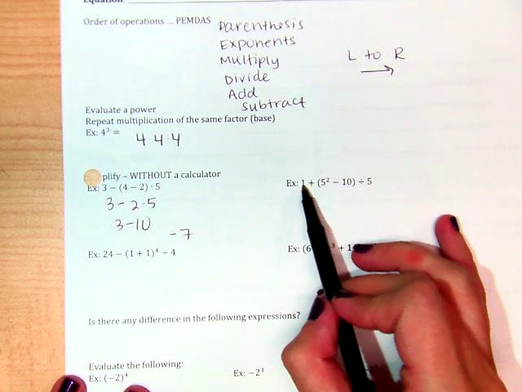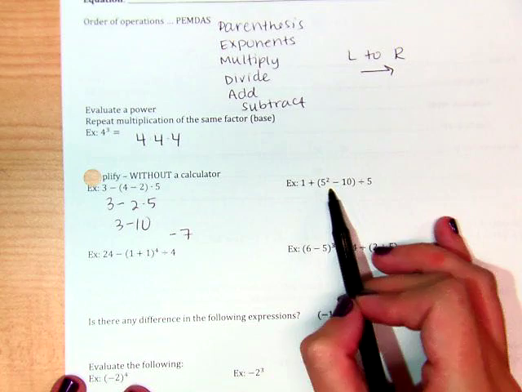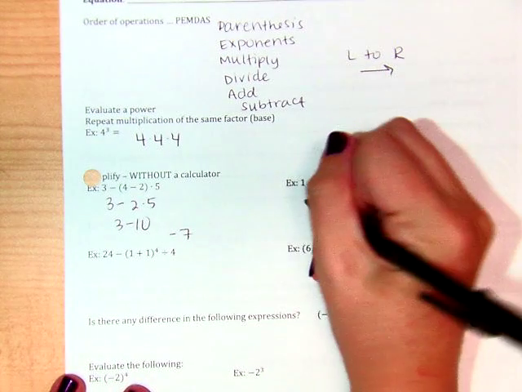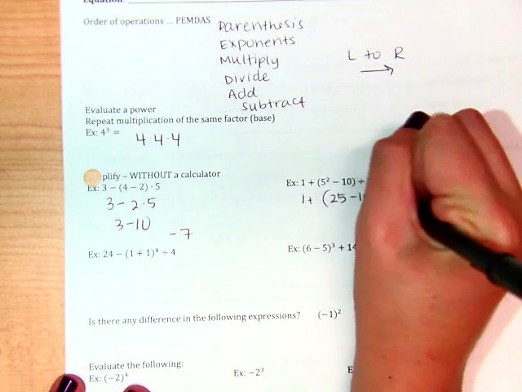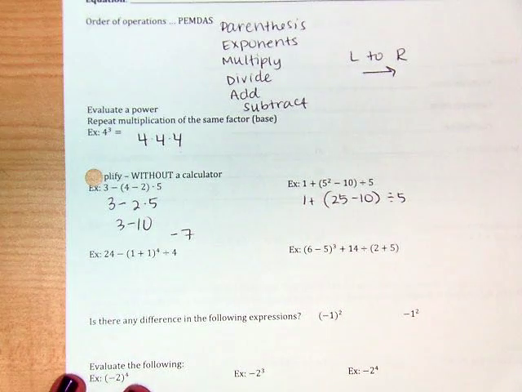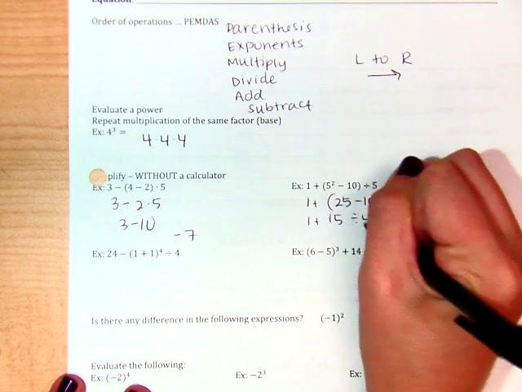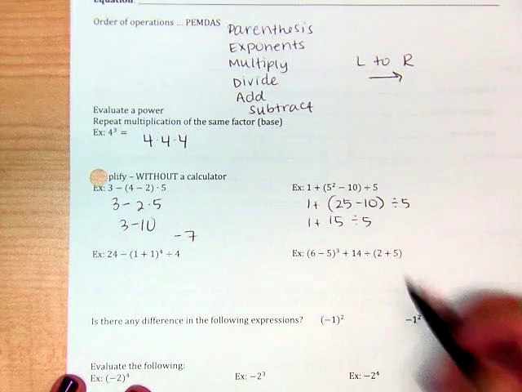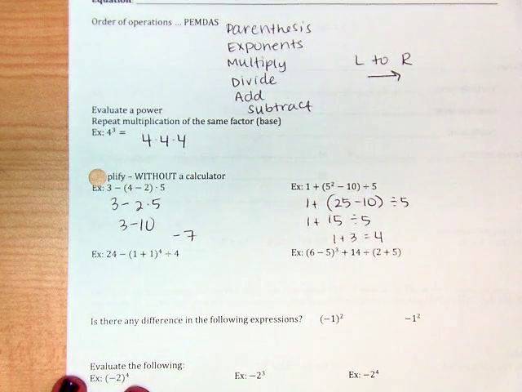Next one over here, we have 1 plus 5 squared minus 10 in parentheses. So we know that parentheses come first. So we have 1 plus 5 squared, which is 25, minus 10, divided by 5. We still got parentheses, so we have 1 plus 15 divided by 5. 15 divided by 5 is 3, so we have 1 plus 3, and we have 4.